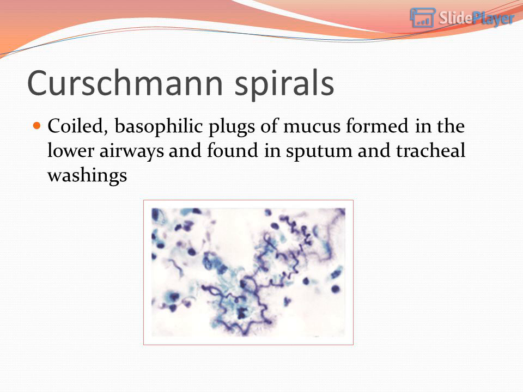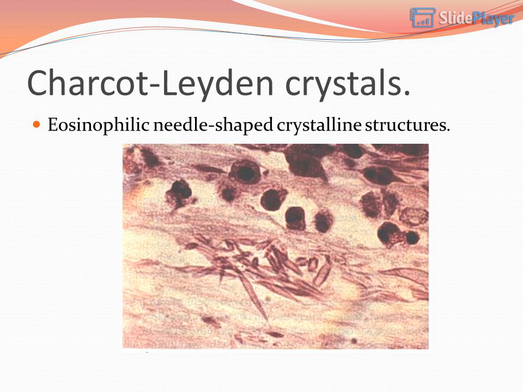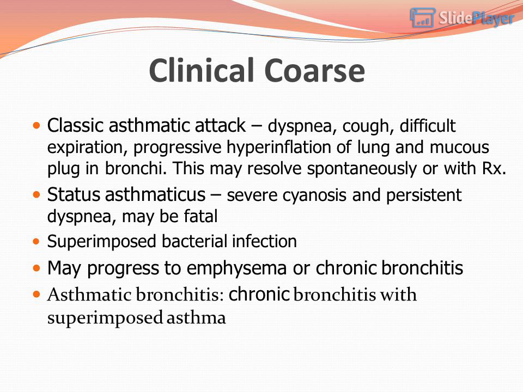Curschmann spirals: coiled, basophilic plugs of mucus formed in the lower airways and found in sputum and tracheal washings. Charcot-Leyden crystals: eosinophilic needle-shaped crystalline structures. Clinical course.